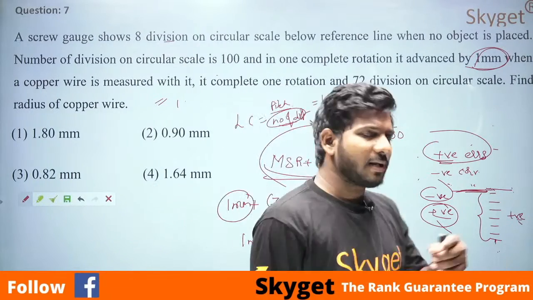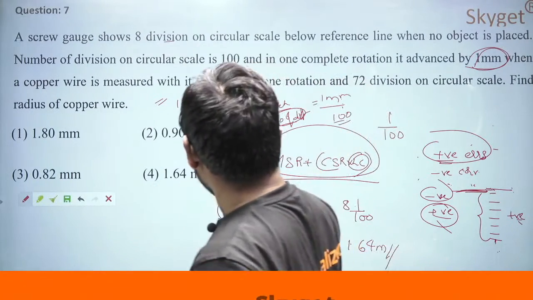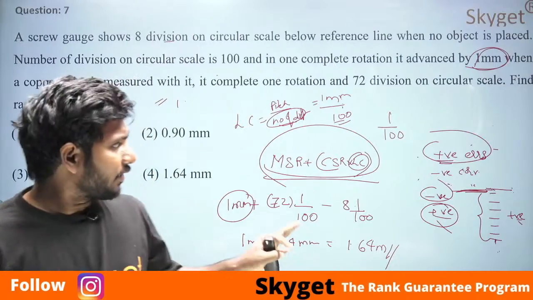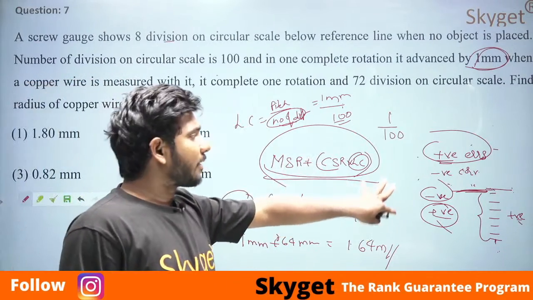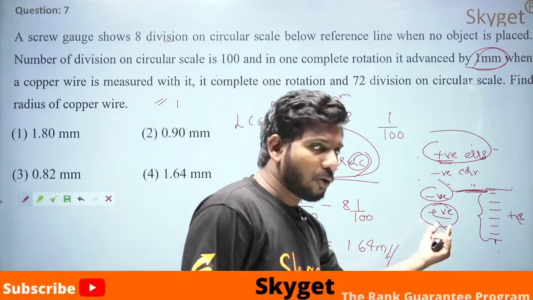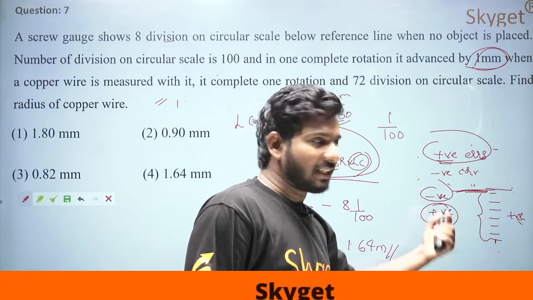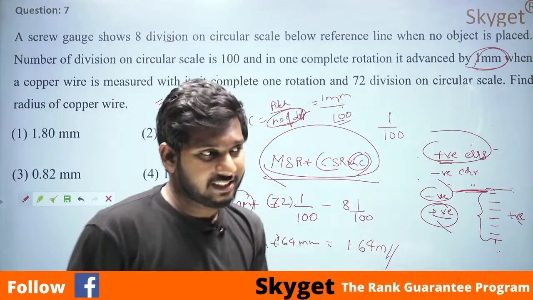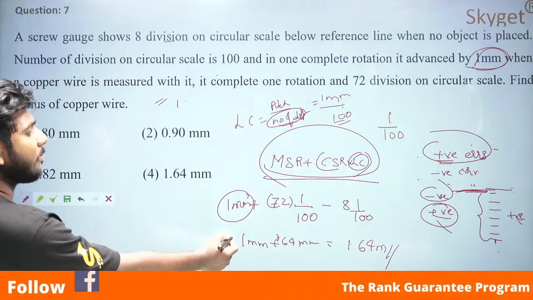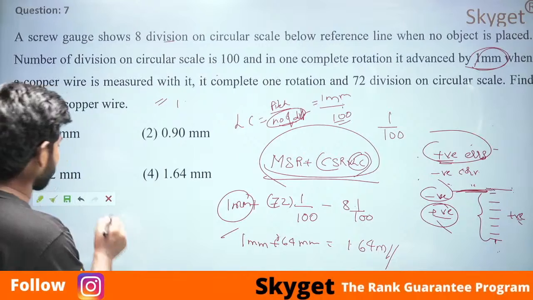So what is the main formula, students? Main scale reading plus circular scale reading into LC is the main formula, but if there is a correction, you need to understand how much correction you need to do. If it is a positive error, you do negative correction. If it is a negative error, you do positive correction, students. So by using this formula, you can solve the question here, students.